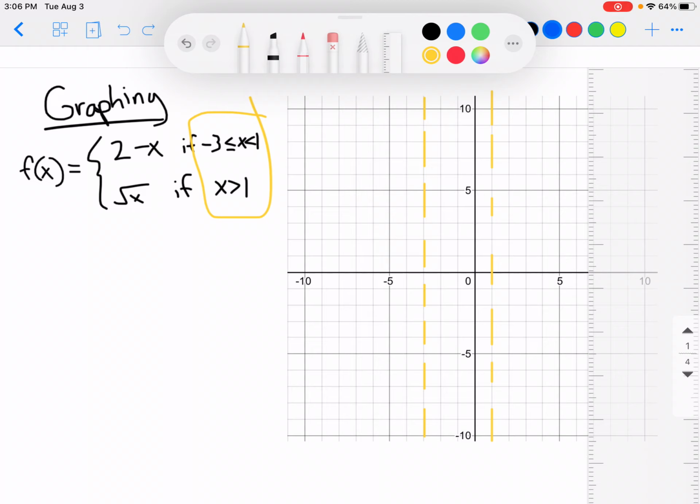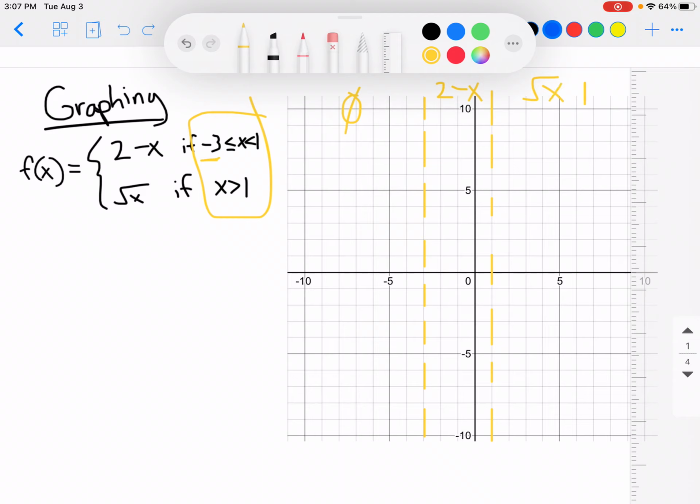So we don't have any instructions for anything smaller than -3. So on this part of the graph, there's nothing. It's empty. In the middle section, we're going to go with 2 minus x. And then on the right section, we're going with the square root of x.